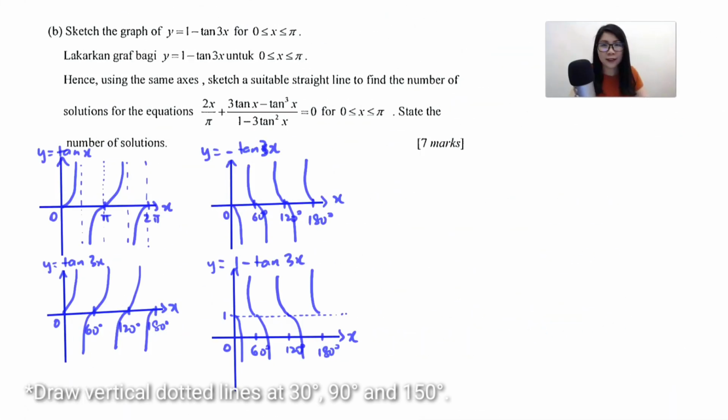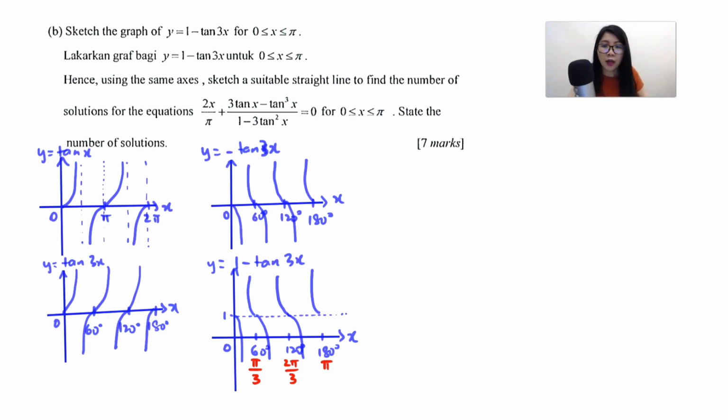Okay, hence using the same axis, sketch a suitable straight line to find the number of solutions for the equations. Okay, the equations given. So state the number of solutions. It means to find the number of solutions, we find the number of intersections. Okay, so for the graph just now, we can put this as pi, and this will be 2 pi over 3. Okay, and 60 will be pi over 3. Okay, because 180 divided by 3 is 60, and 2 over 3 times 180 is 120, and pi is 180.